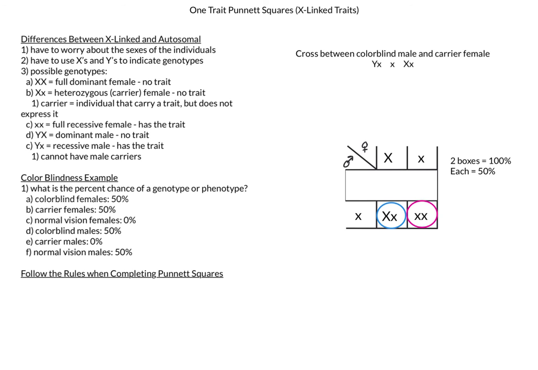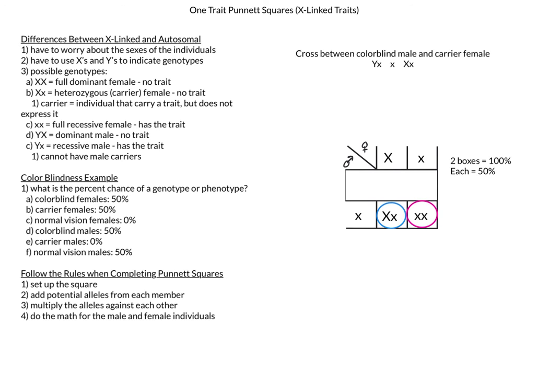As you go through and complete these types of Punnett squares, make sure that you follow the basic rules for setting them up. Set up the square and add in the alleles from each, multiply the alleles against each other, then do the math for both the male and female individuals. This concludes our video covering how to complete one-trait Punnett squares, specifically those that relate to X-linked traits.